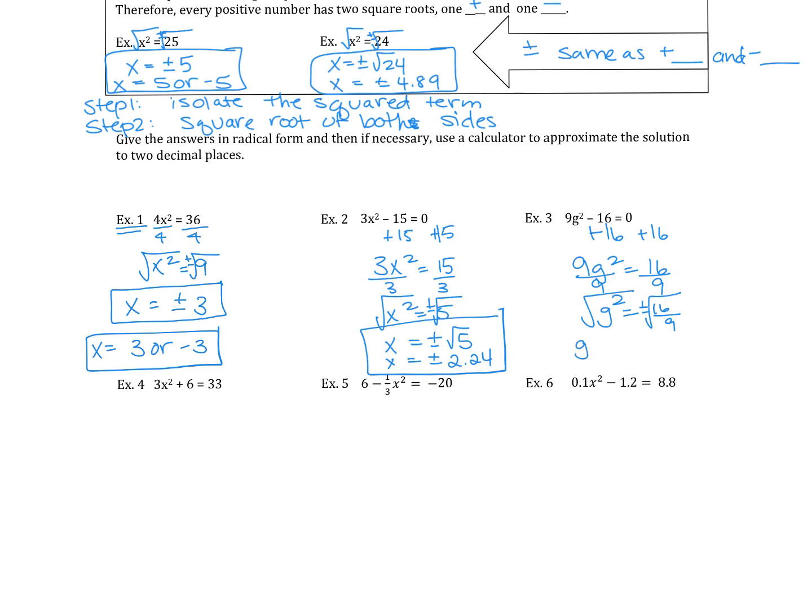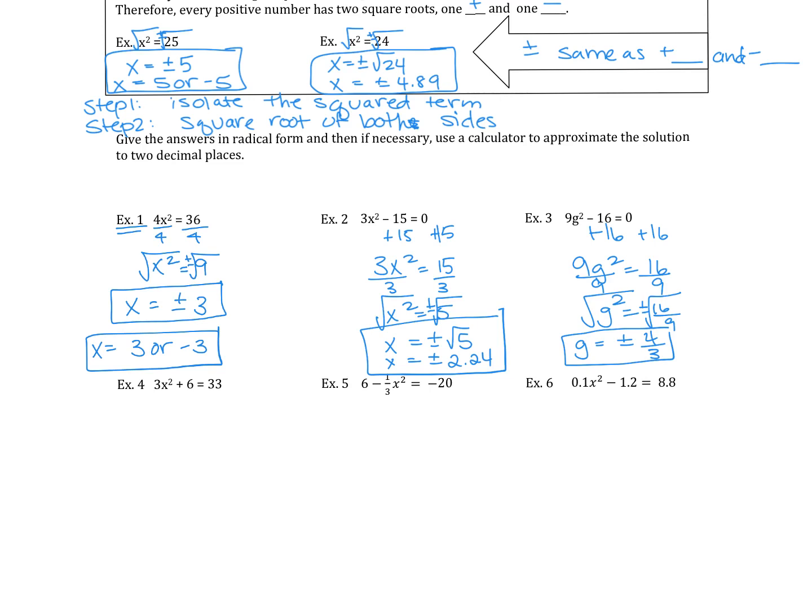So g equals plus or minus the square root of my numerator. G equals plus or minus. The square root of 16 is a 4 on top, and the square root of 9 is a 3 on the bottom. So one way to write this is g equals plus or minus 4 over 3.